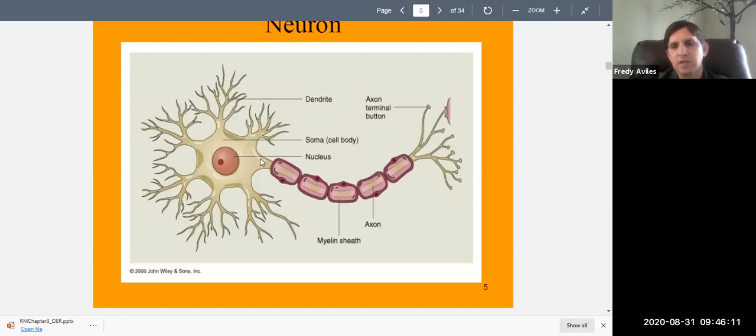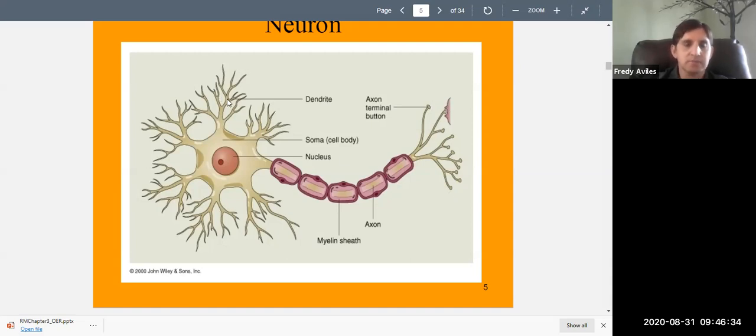And then there's this thing that looks like a rod that goes out this way. That's called the axon. And then sometimes the axon has this thing called the myelin sheath, which is just like a covering around the axon. It's like insulation. And then towards the end of the axon, you have these things called terminal buttons. They look like little buttons, like little knobs, and they release chemicals.